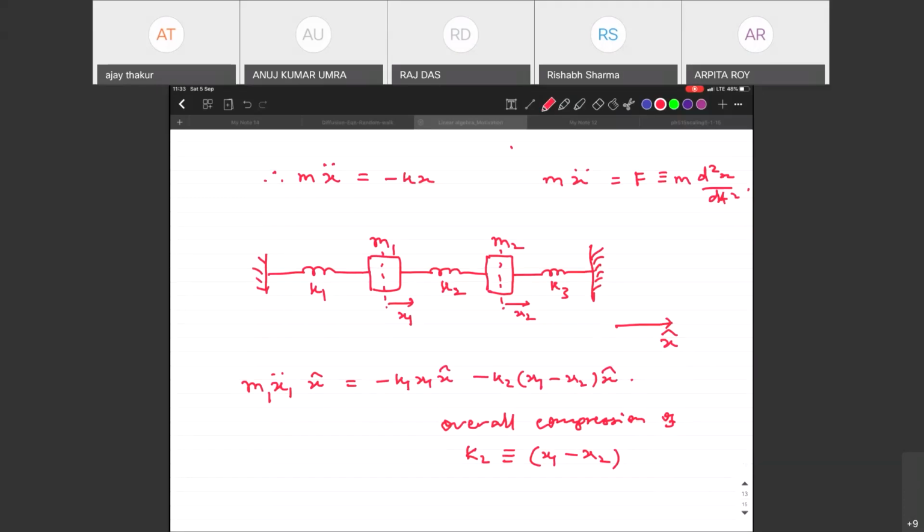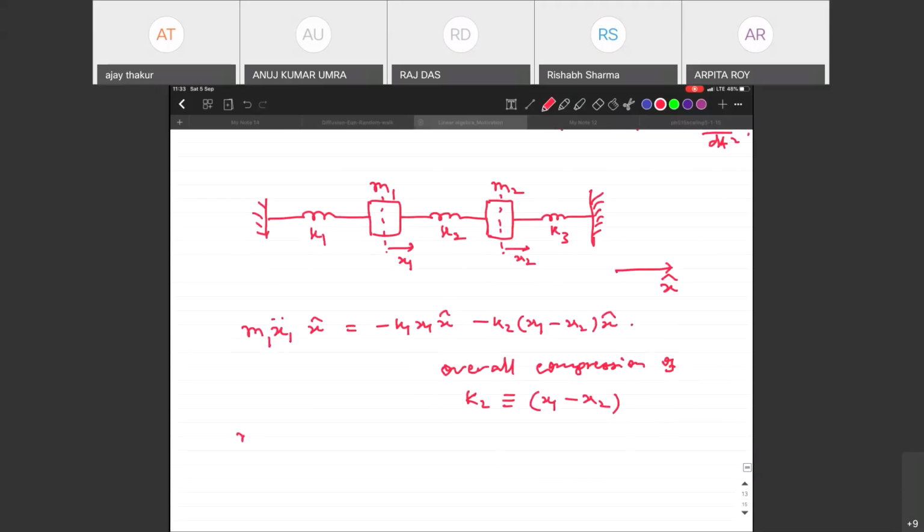So therefore for the second mass, m2 x2 double dot x cap is minus K3 x2 x cap, and then minus of K2 times x2 minus x1, which is the pull in the positive x direction. So this would remain as the next part. So that's how we set up the equation.